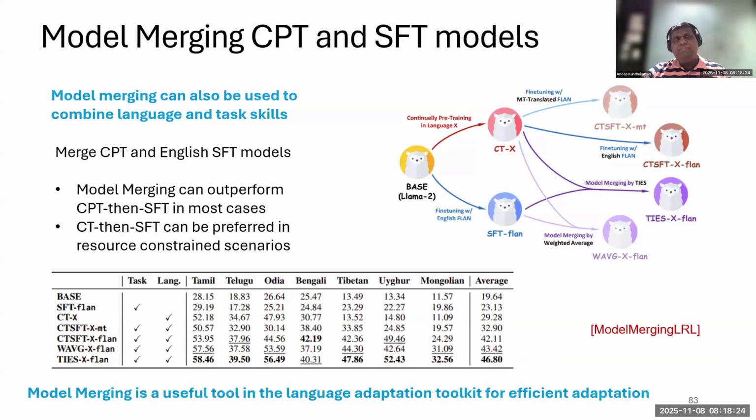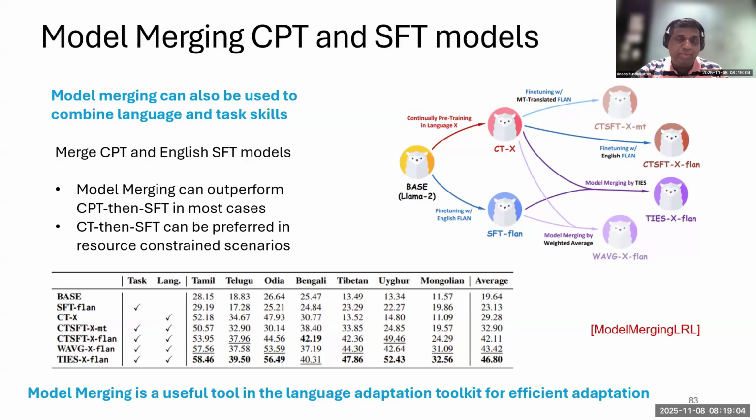And since we have the topic of model merging, I'll digress a little bit just to point out that model merging is in general a useful tool for language adaptation when you're looking for efficient adaptation. And I'll take one particular case of that where you have a pre-trained model, and how do you now come up with an instruction-tuned model for a new language? So the typical way, as we have discussed initially, the pipeline is to do continual pre-training on the new language, followed by instruction fine-tuning or supervised fine-tuning on the new language. That's one way to do that.